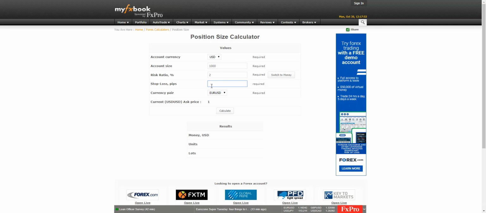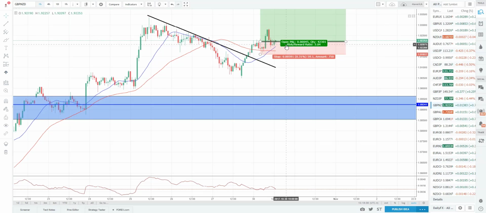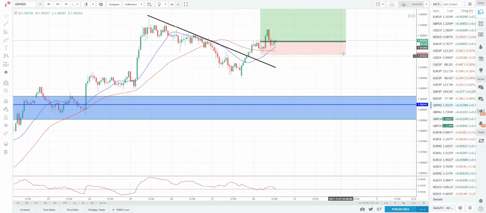Then, before you even think about what your position size is, you have to have a predetermined stop loss. The stop loss depends on where you're wrong in the market and pip value, not how much money you're willing to lose. That's not how you determine a stop loss. The position size calculator is how you determine that.